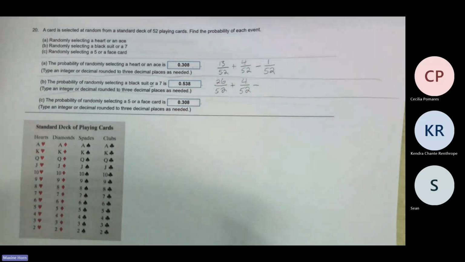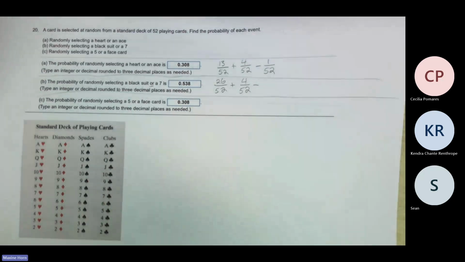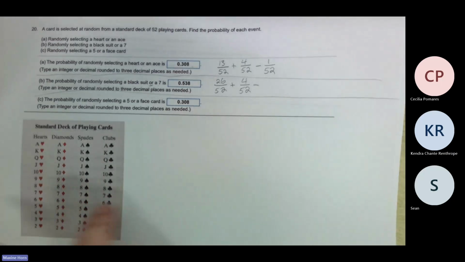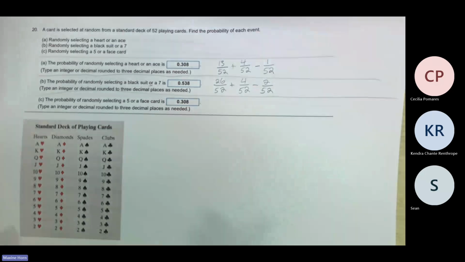Now I have to subtract where black suits and 7s overlap. So how many black suits are 7s, or how many 7s are black suits? There are 4 7s and 2 of them are black suits. So minus 2 over 52.